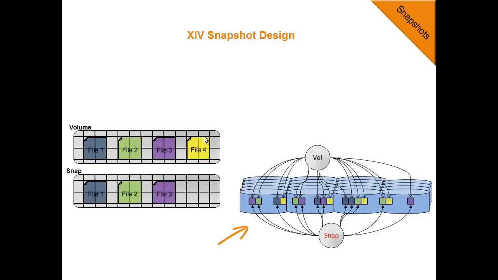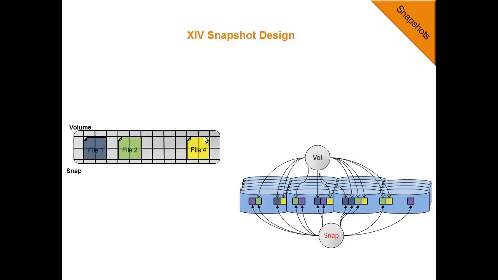So, when a new write command comes into the master volume, it is updated with pointers to the data, but the snap is not. When we delete a file, the pointers are zeroed out from the volume, but retained on the snap.